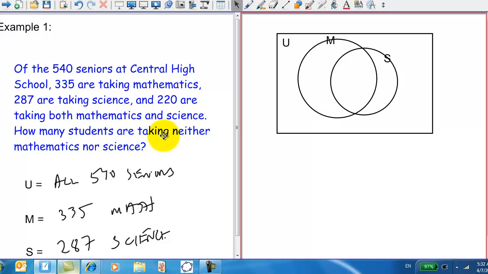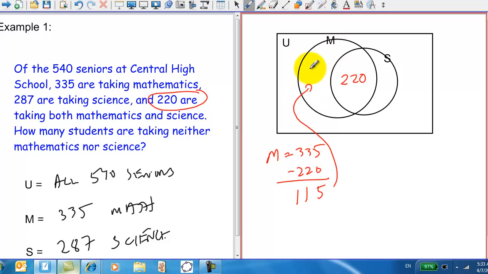Because we can start actually with this intersection. 220 are taking both math and science. So we can use that statement right here in this little section. Now you've got the M area here, which is 335. So M is 335, but these are the people taking math or math and science. If we subtract off the overlap, we get 115. So I'm going to put 115 in this section.